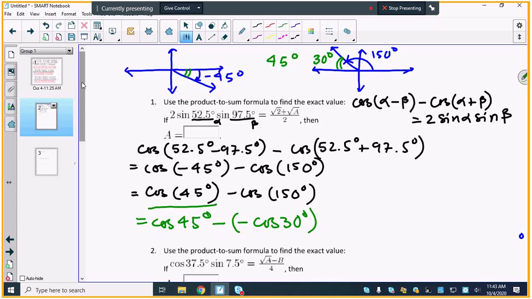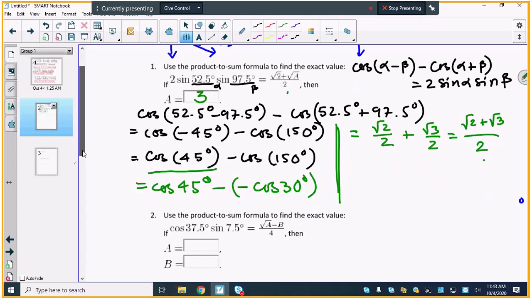And I know the values of these two special trigonometric ratios. So I will say that the first one, cosine of 45 degrees, is square root of 2 over 2. Then I have minus times minus, so plus. Cosine of 30 degrees is square root of 3 over 2. Since both denominators are 2, I already have the common denominator. So I write square root of 2 plus square root of 3 over 2. Identify that with the given form, and it clearly tells me that a must be equal to 3. And that answers my first question.